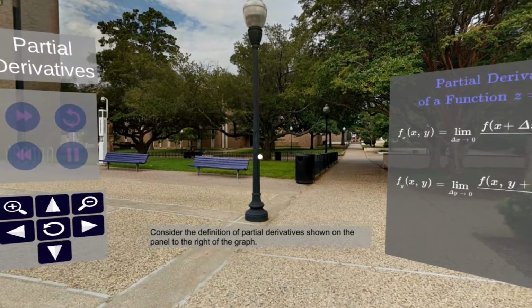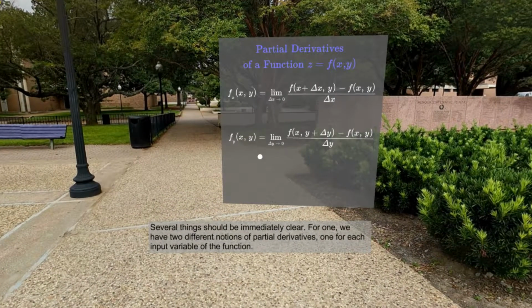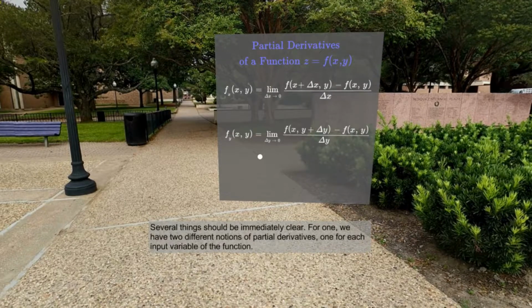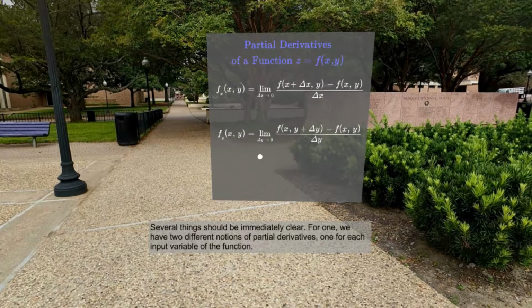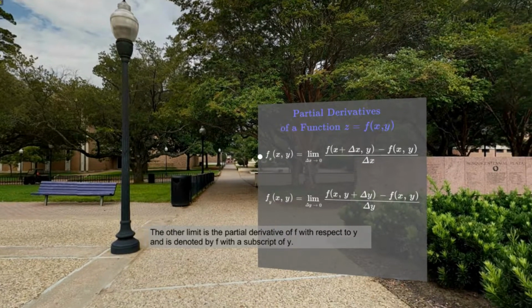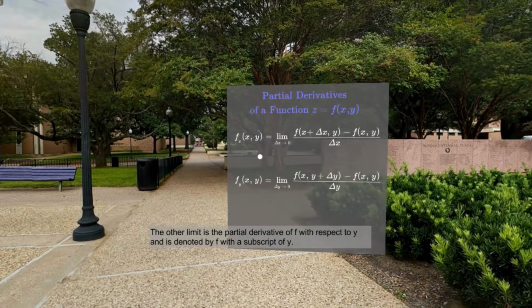Consider the definition of partial derivatives shown on the panel to the right of the graph. Several things should be immediately clear. For one, we have two different notions of partial derivatives, one for each input variable of the function. The topmost limit, denoted by f with the subscript of x, is referred to as the partial derivative of f with respect to x. The other limit is the partial derivative of f with respect to y, and is denoted by f with the subscript of y.